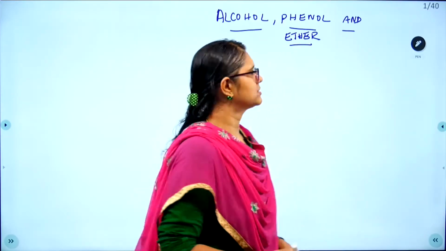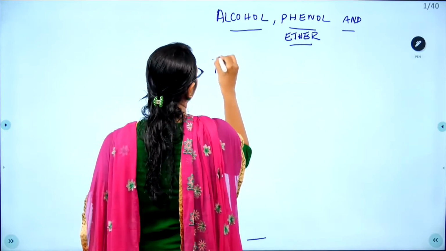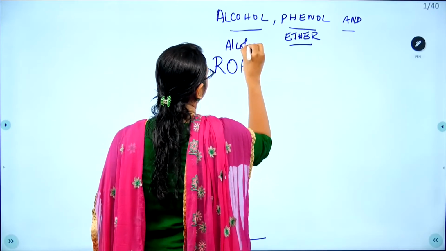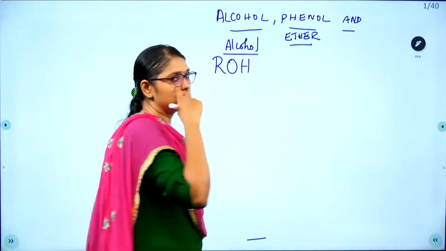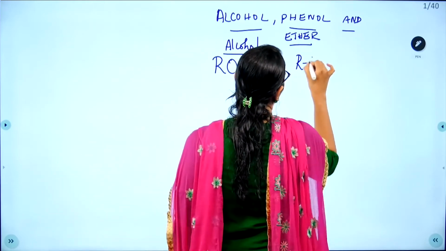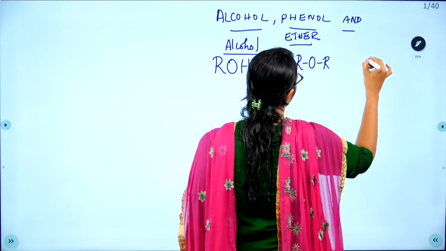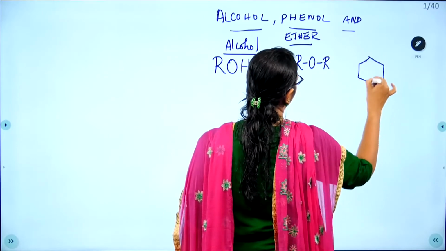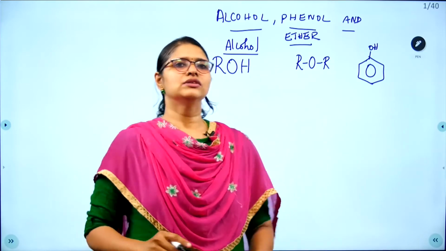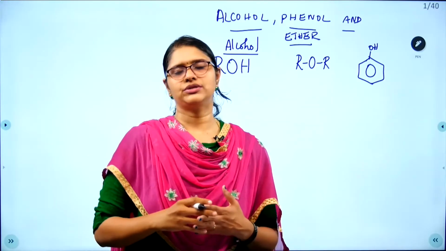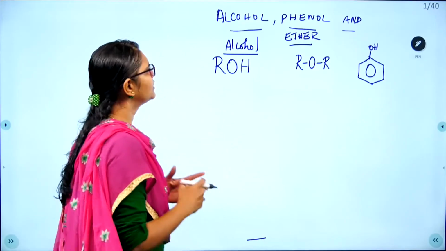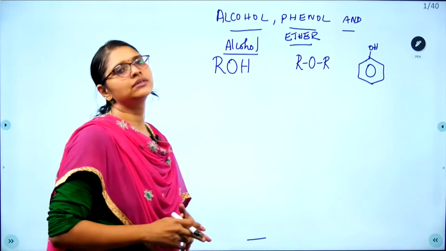The general representation of alcohol is ROH. Ether will be ROR, and phenol is a benzene ring with OH. Alcohol, ROH, should end with -ol. Now let us see the IUPAC naming of these.